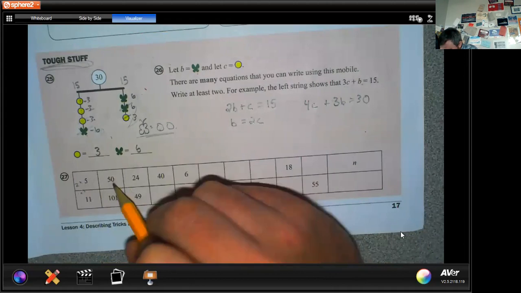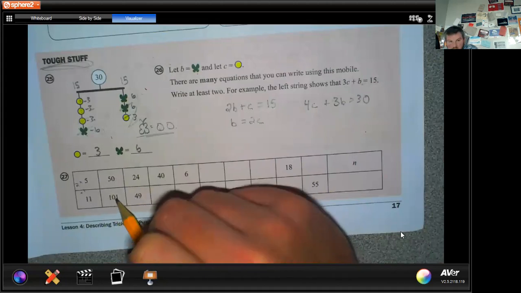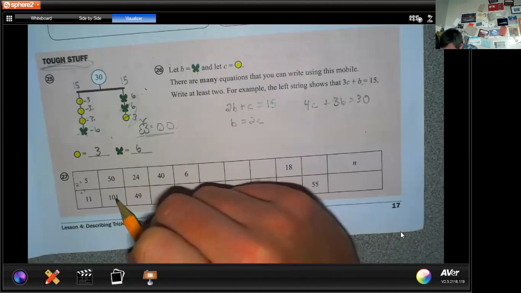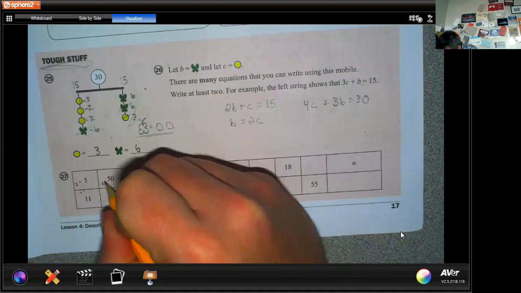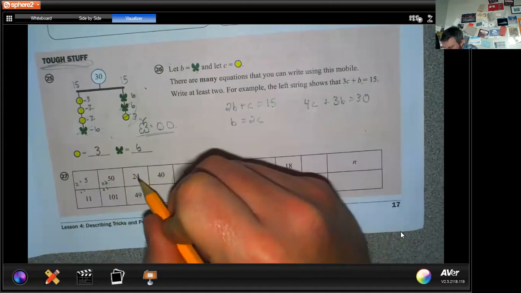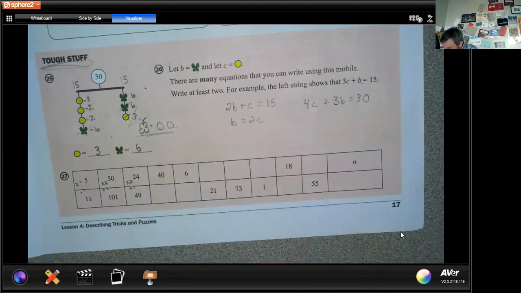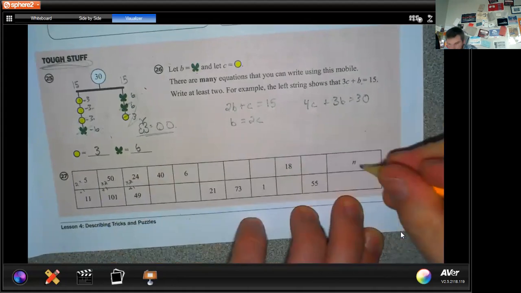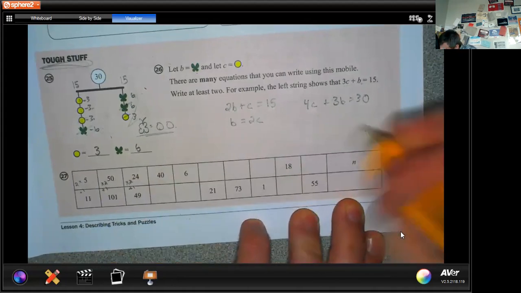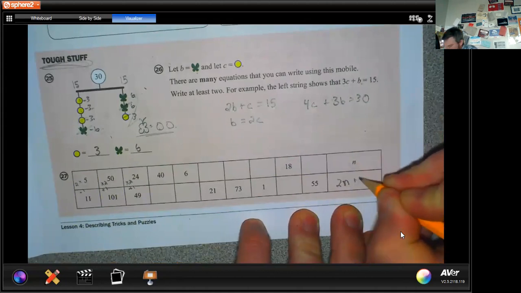Can I do that here? So 50 times 2 is 100. 100 plus 1 gives you 101. Okay, so times 2 plus 1. That worked for both of those. Let's try this one. So 24 times 2 is 48. And then 48 plus 1 is 49. So I'm going to come over here and I'm going to write that equation. We took a number, we took it times 2, and then we added 1.